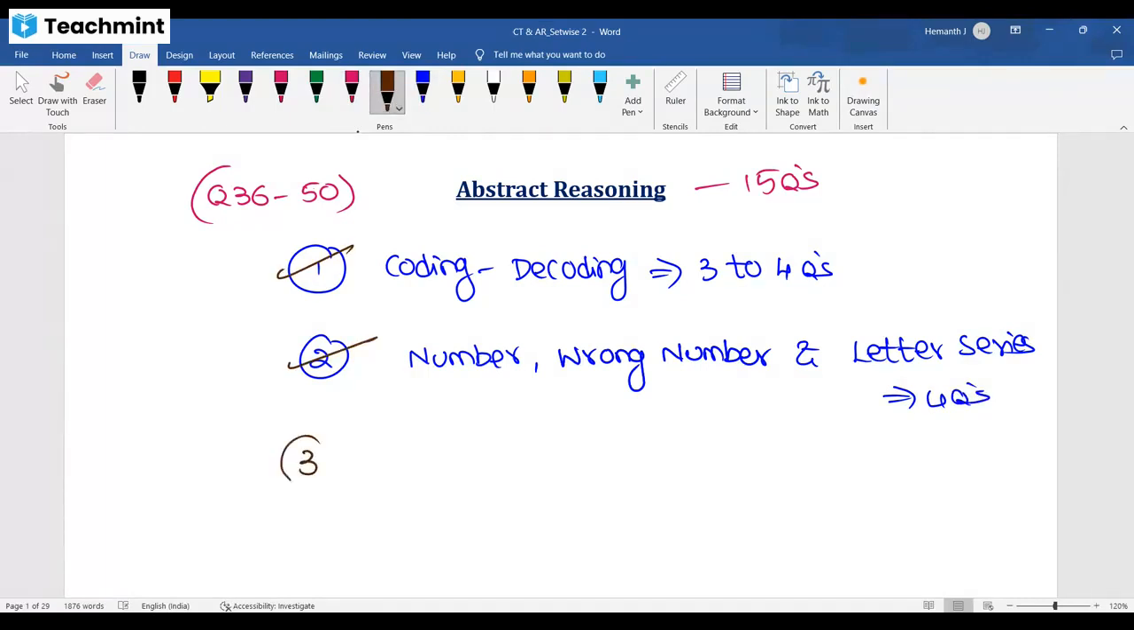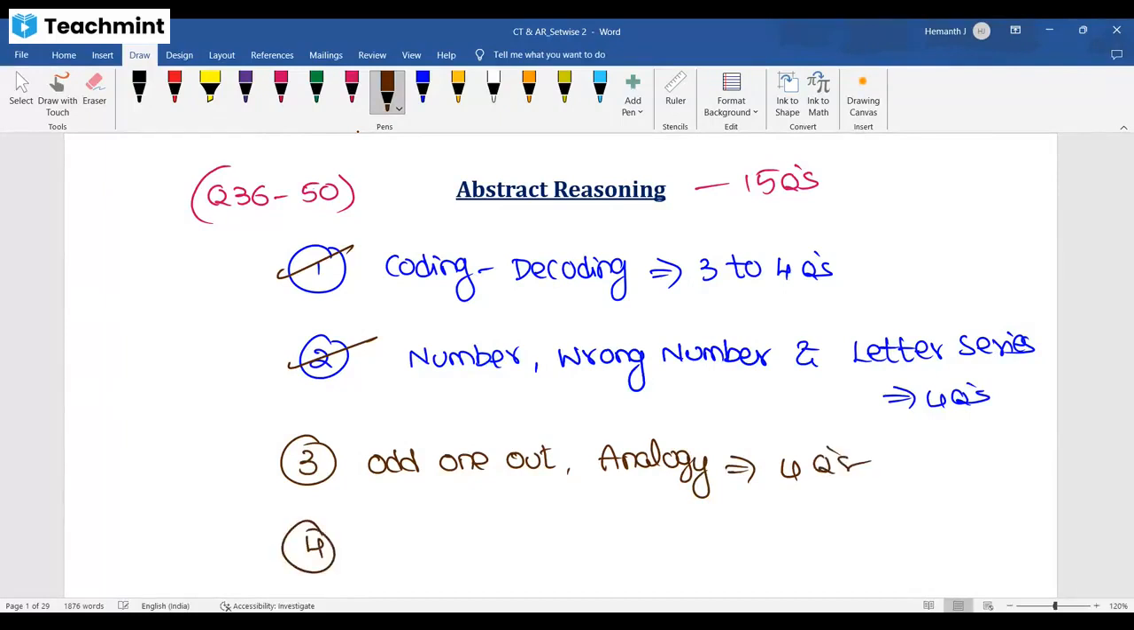Next, the third part is odd one out and analogy. Here also around 4 questions. Odd one out, analogy, 4 questions. Next, the fourth one, visual reasoning: picture or image based reasoning.